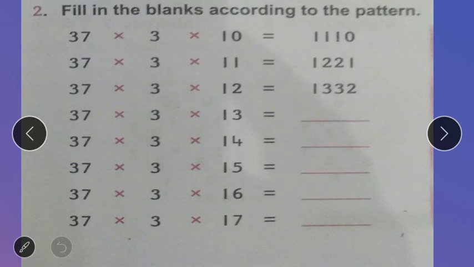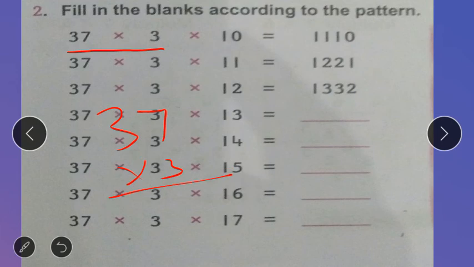This number is 37 multiply 3. When you multiply 37 by 3, what will you get, children? 37 multiply 3. Read the table of 3. 3 7s are 21. Carry 2. 3 3s are 9 plus 2, 11. Got it? So here you will get 1 1 1. Then 111 multiplied by 10 is 110.